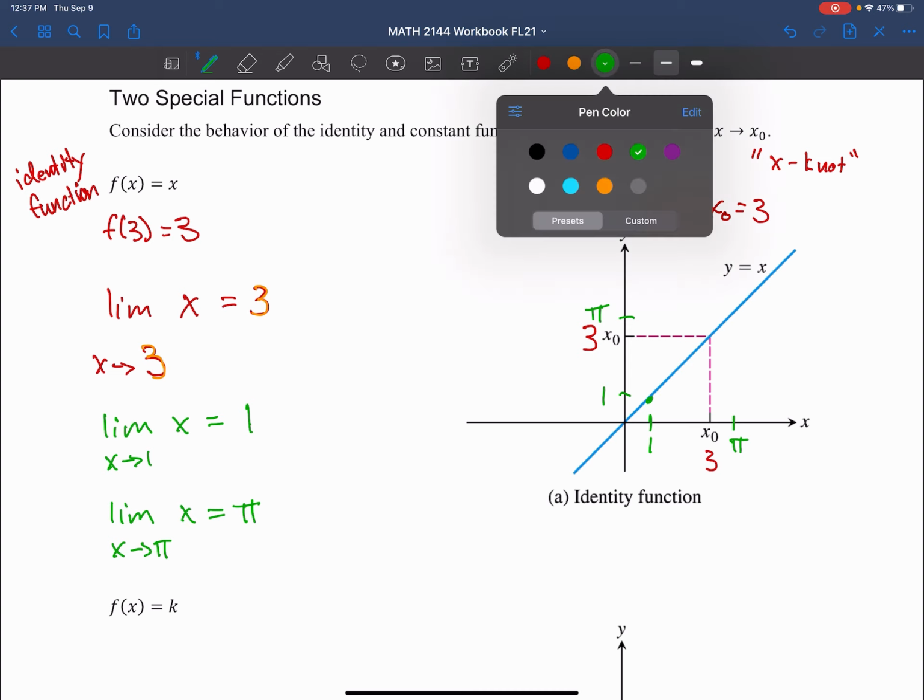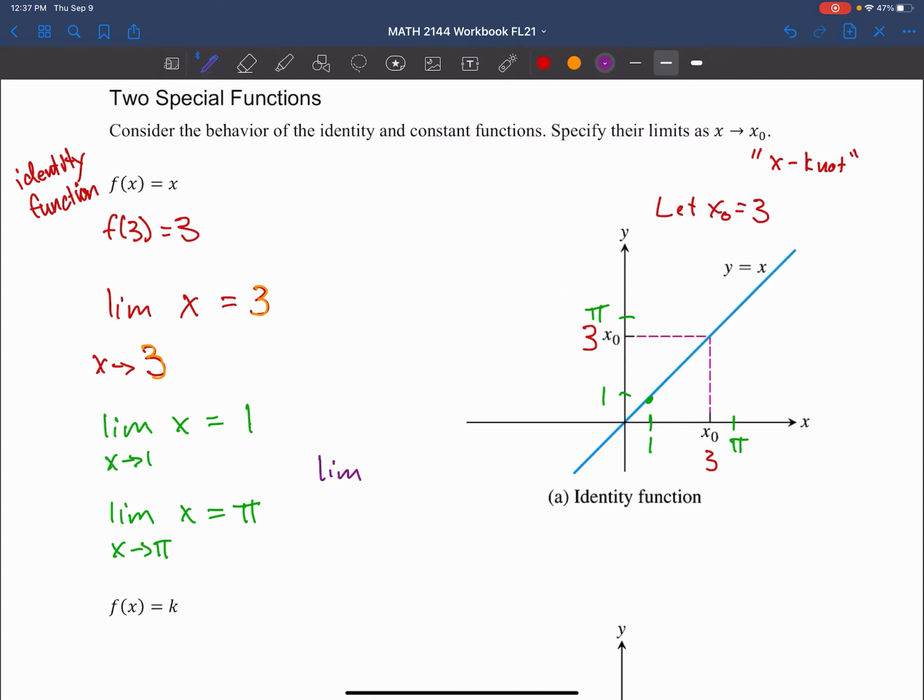Anyone want to take a stab at what the limit as x approaches 391.5 of x would be? The value of x we're approaching, exactly 391.5. So again, that's a nice, easy function to work with because the diagonal is going to be where x and y are equal. So you can go ahead and just notice that the limit will be the same as the value of x we're approaching. So that is the identity function.